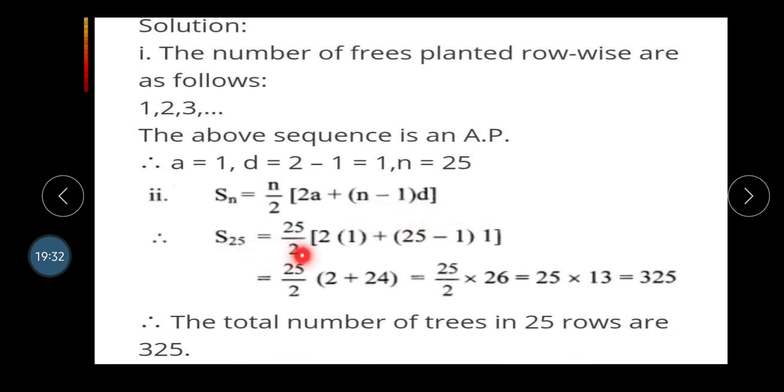S25 is equal to 25 upon 2, substituting the values, 2 into 1 plus 25 minus 1 into 1. 2 ones are 2, 25 minus 1 is 24, and obviously 24 into 1 we will get 24. So 2 plus 24 we are getting 26. So dividing 26 by 2 we will get 13. So 25 into 13, we will get 325. Therefore, the total number of trees in 25 rows is 325.